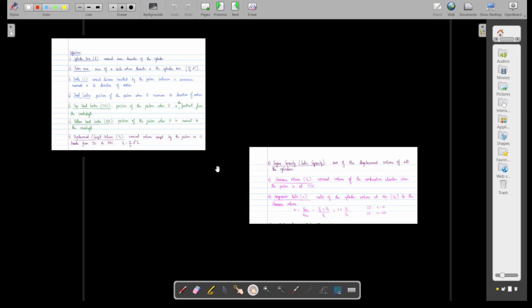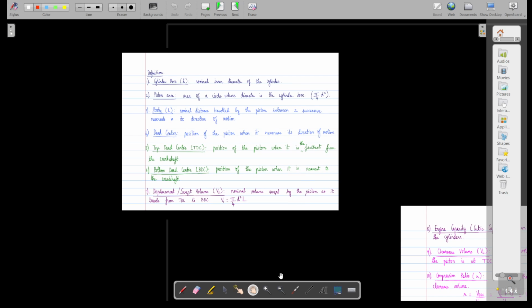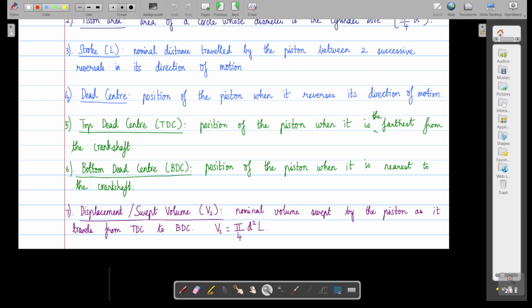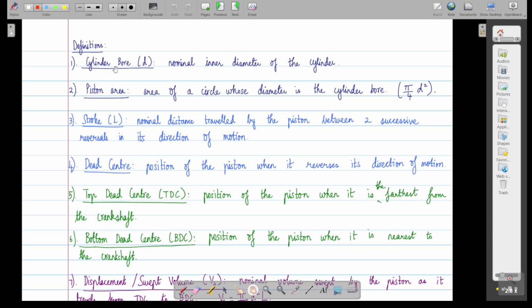Then we should also know the basic parameters before we proceed ahead. We should know what we mean by the cylinder bore. The nominal inner diameter of the cylinder, the small d, is called the bore. Then the piston area: the area of the circle whose diameter is the cylinder bore is the piston area.